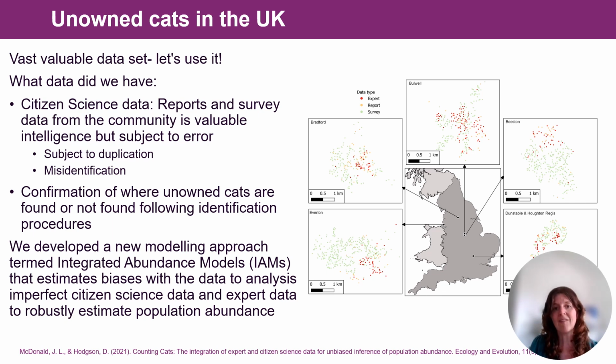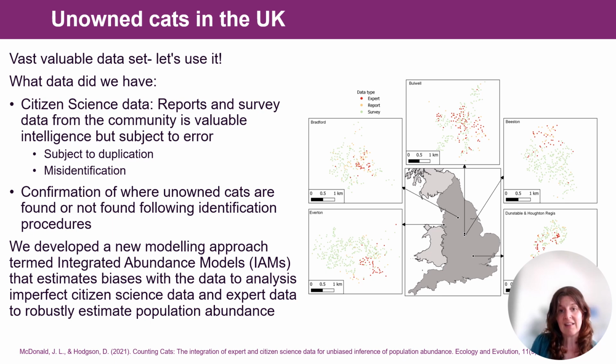But what we also have is confirmation of where unowned cats are found or not found, following some robust identification procedures by the teams themselves, such as checking for microchips or using paper collars and door knocking within the community.